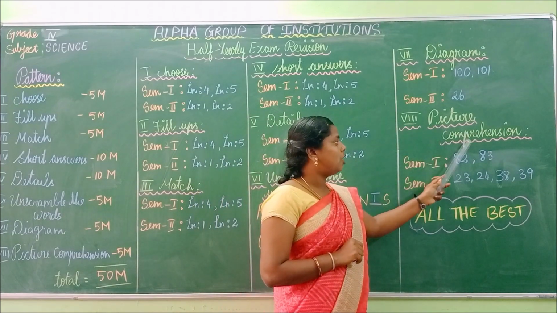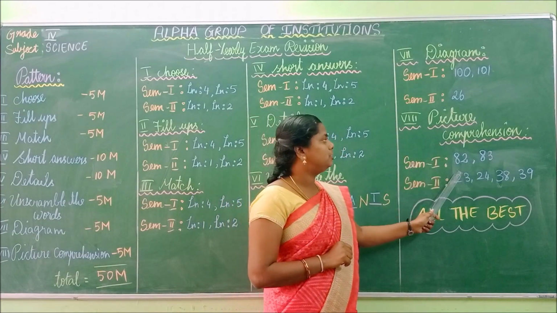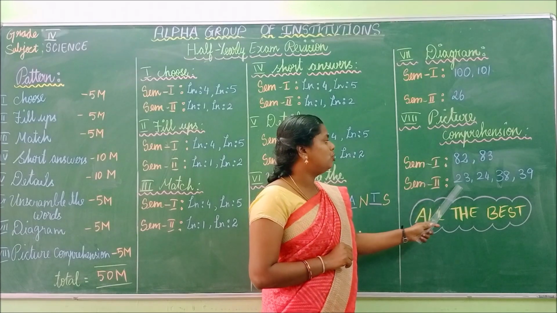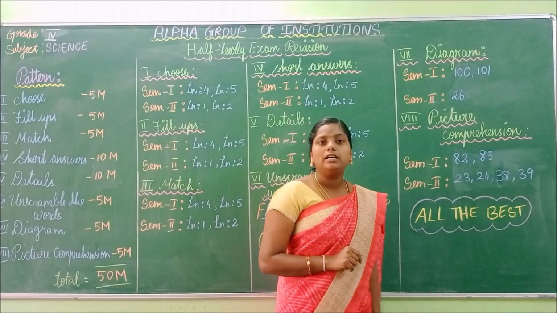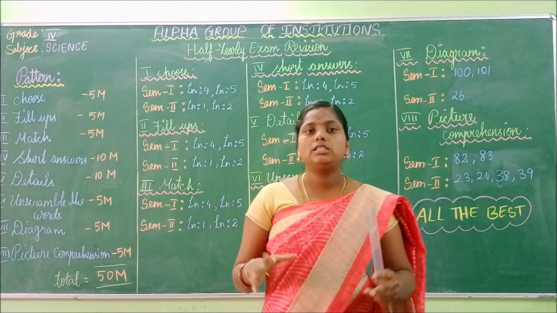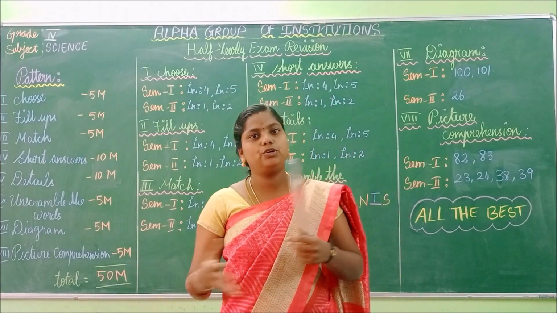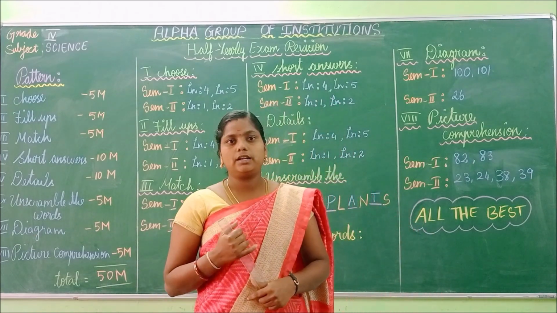8th part, picture comprehension. Semester 1, 82, 83. In Semester 2 book, 23, 24, 38 and 39. Practice all these pages. Any one activity will be coming for you in your exam. Is it clear, children?